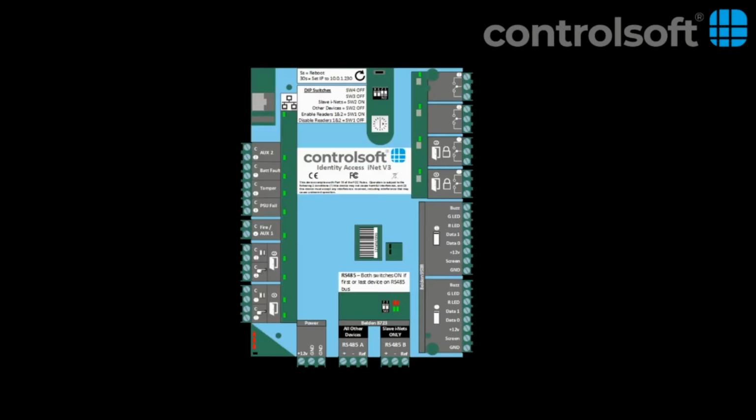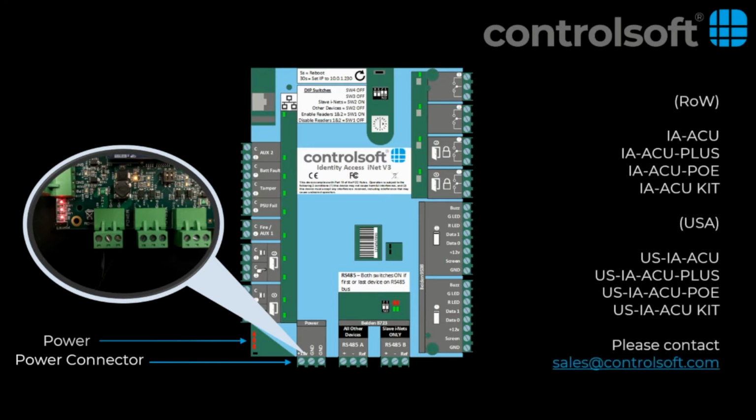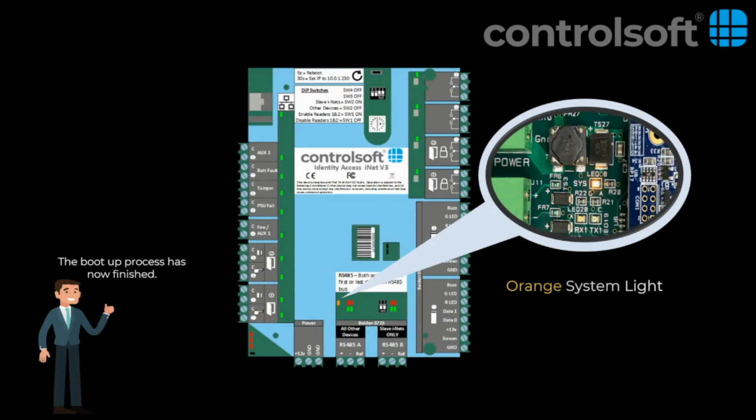Starting at the bottom left-hand corner, you will see 3 red LEDs. When these are all lit up, power is connected. Next to these power LEDs, you will find the 12-volt power connection. This typically connects the built-in power supply, which is included if you purchase one of the following part numbers shown on screen. An orange system light located here will illuminate when the iNet has completed its boot-up process.